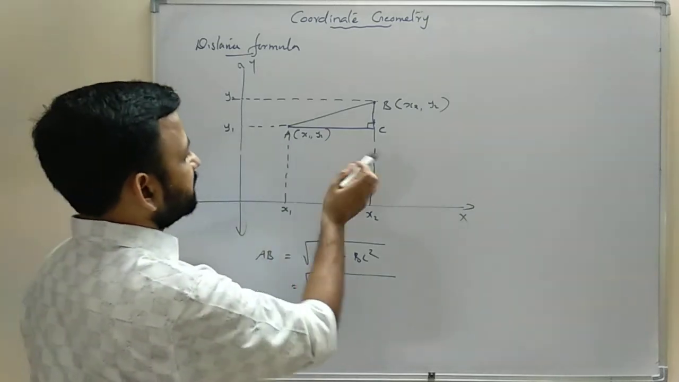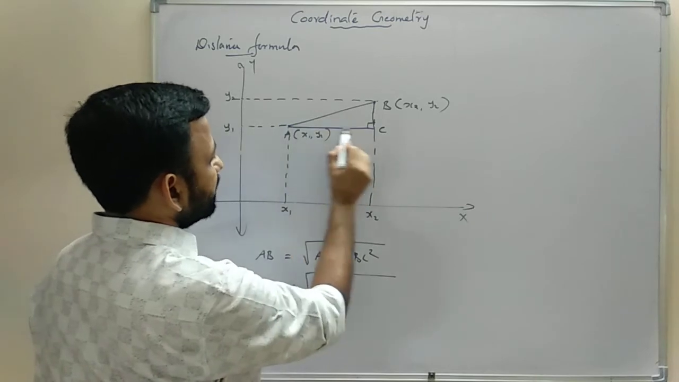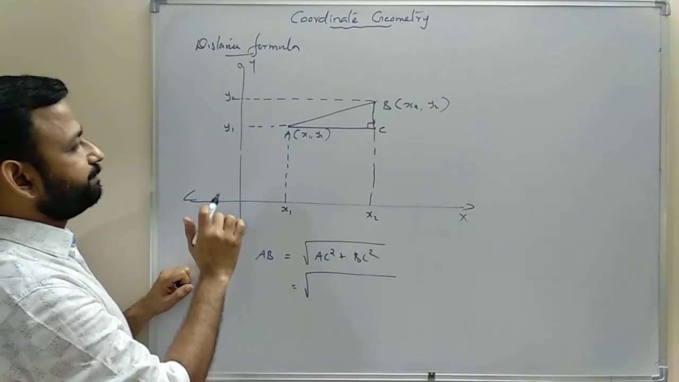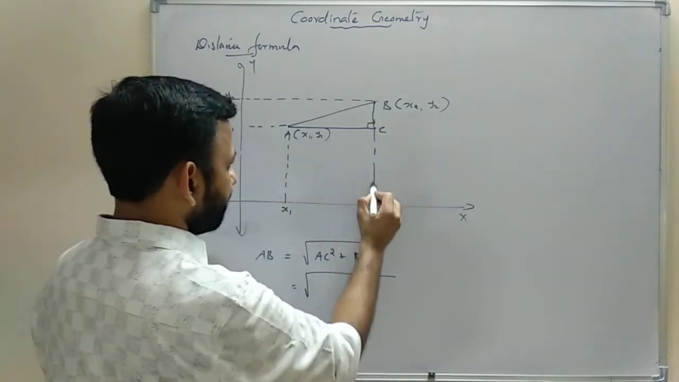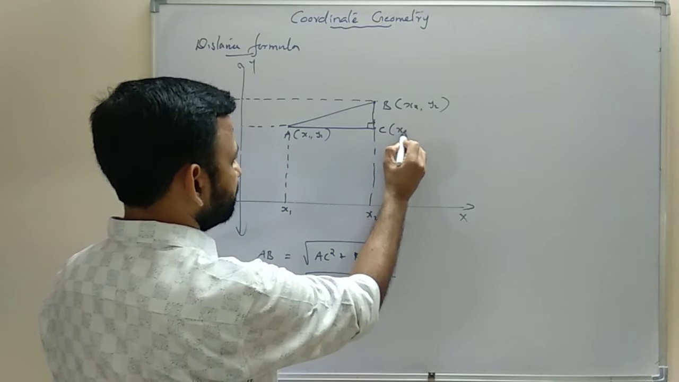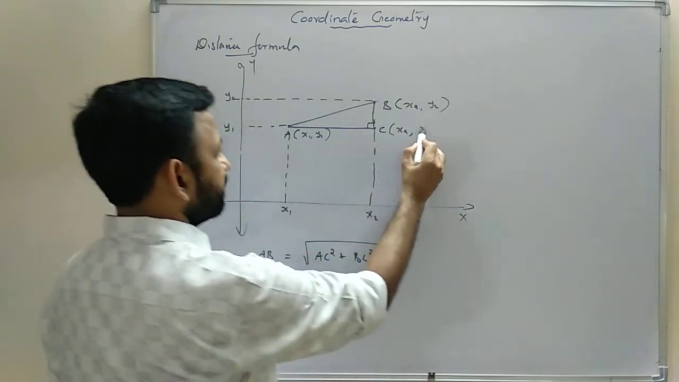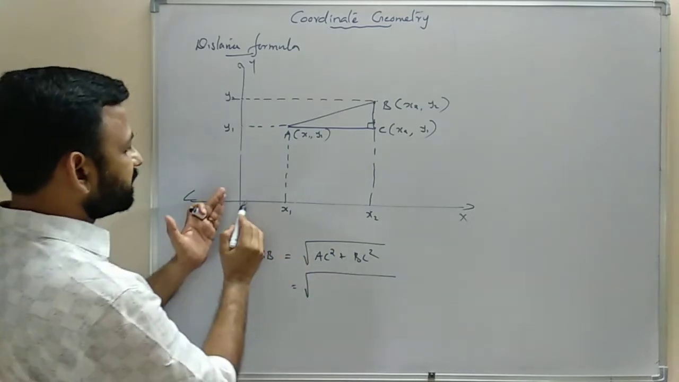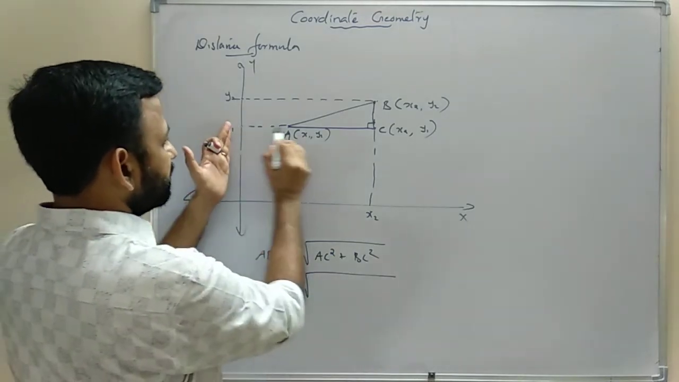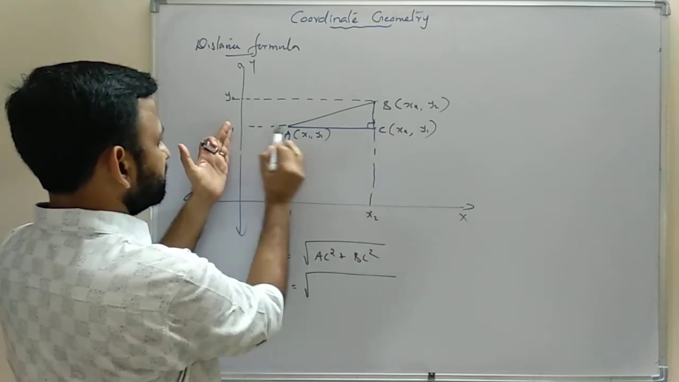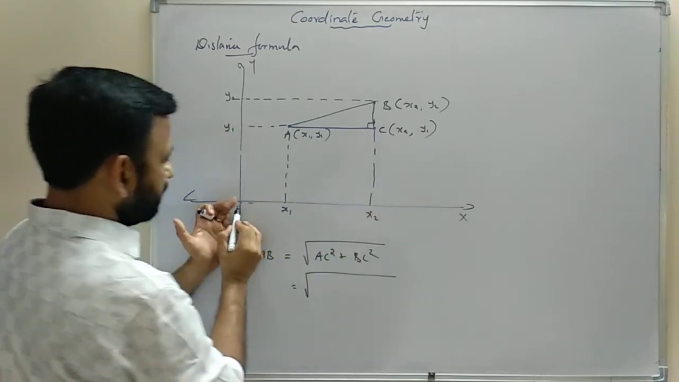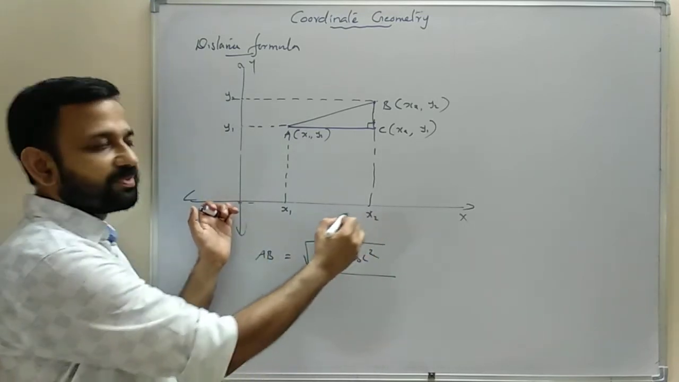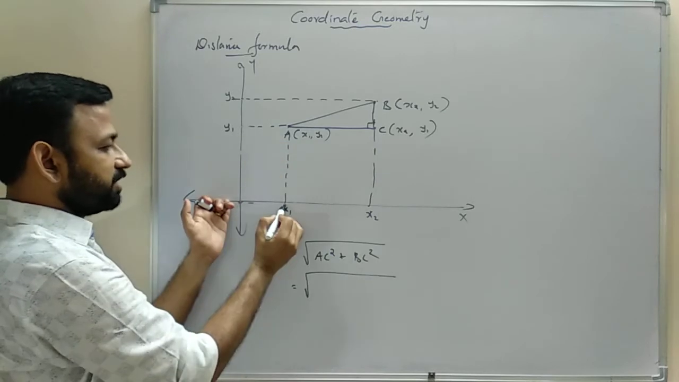So here we can find the coordinate of C. Coordinate of C is actually here. When we draw a perpendicular from C to this one, that is x2, and the y coordinate y1, so C is (x2, y1). When we find AC, it is this distance minus this one. From the origin to this point, that is x2, and origin to this point, that is x1.